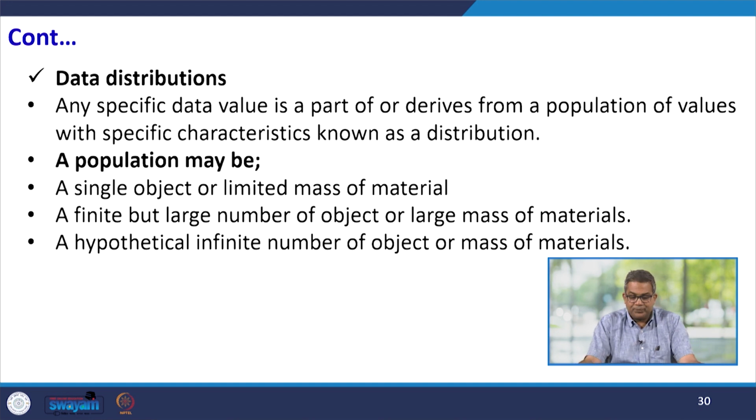Data distribution. Any specific data value is a part of or derives from a population of values with specific characteristics known as distribution. A population may be a single object or a limiting mass of material, a finite but large number of objects or a large mass of material, a hypothetical infinite number of objects or mass materials.